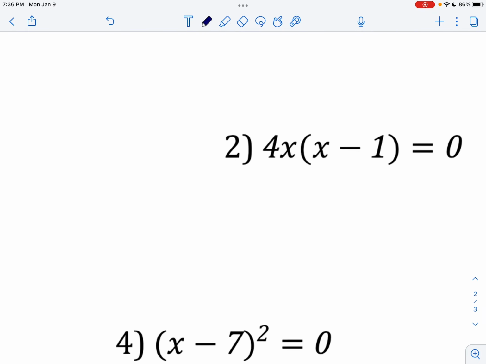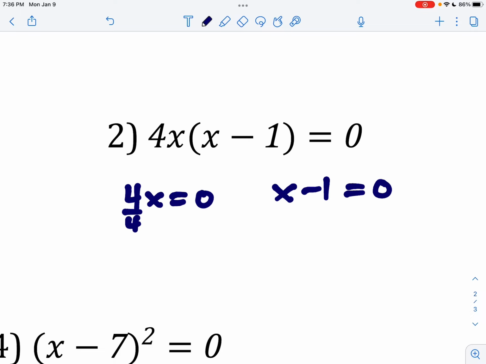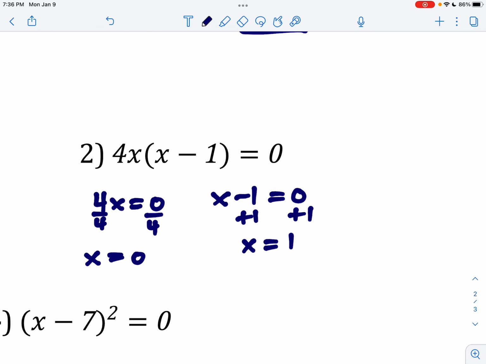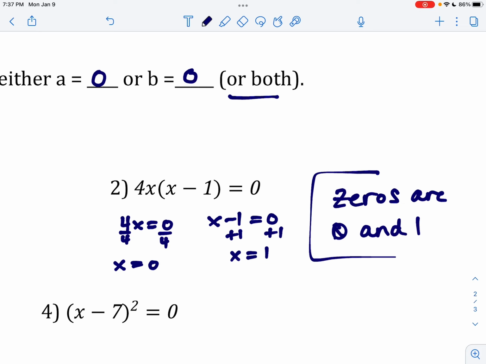All right, if I have one like this, 4x and x minus 1. So the factors are set equal to 0, so I can set the individual factors equal to 0 and solve for my roots. So in this case, if I divide by 4, I get x equals 0. Add 1 to both sides to solve for x, I get x equals 1. So my roots, or my zeros, are 0 and 1. And there you have it.